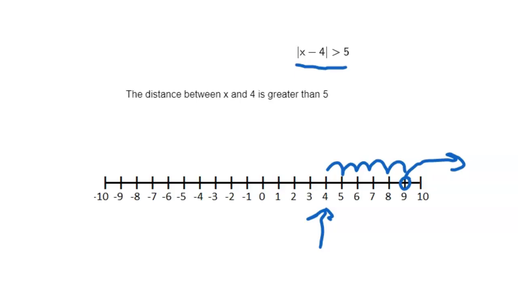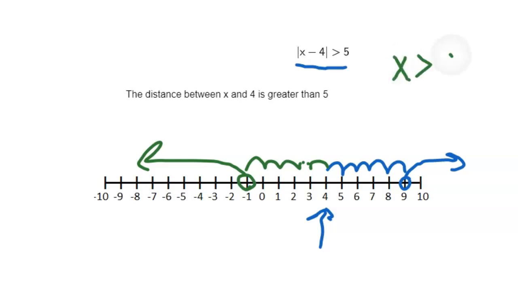And then if you go the other way, do it in green. 1, 2, 3, 4, 5. There's negative 1. Again, it's greater than. So all of these numbers are more than 5 units away from 4. And so this one would be either x is greater than 9 or x is less than 1. So there's your answer for that one.